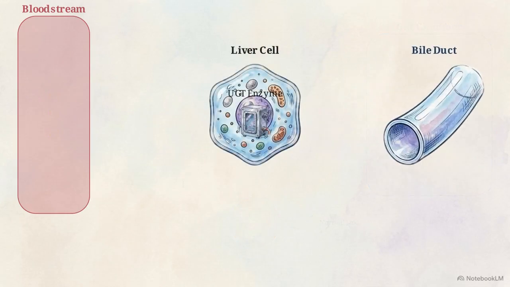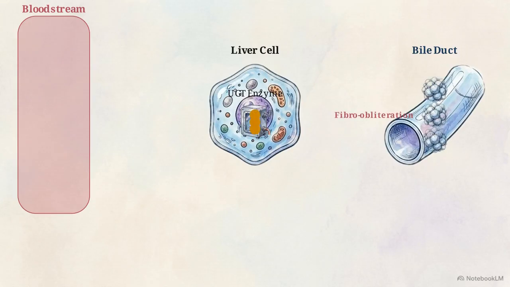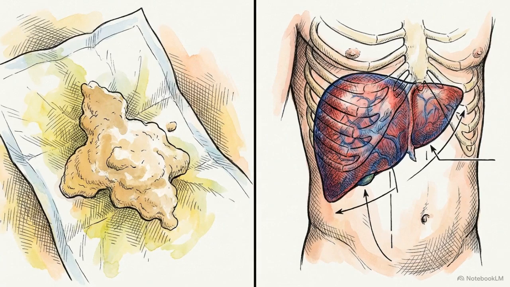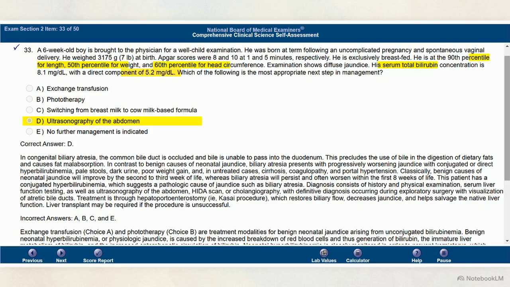In contrast, biliary atresia forms a physical roadblock, a fibro-obliteration of the bile duct, causing a massive backup of conjugated direct bilirubin into the blood. Because bile cannot reach the digestive tract, the primary clinical signals of biliary atresia are acholic, clay-colored stools, and a palpable enlarged liver. This clinical vignette highlights a serum total bilirubin concentration of 8.1 milligrams per deciliter, with a direct component of 5.2. Prescribing phototherapy or reassurance for a direct bilirubin above 2.0 is a critical failure in reasoning.